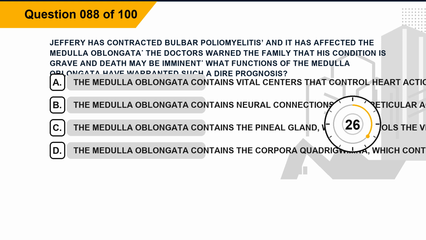Option A. The medulla oblongata contains vital centers that control heart action, blood vessel diameter, and respiration. Option B. The medulla oblongata contains neural connections of the reticular activating system.